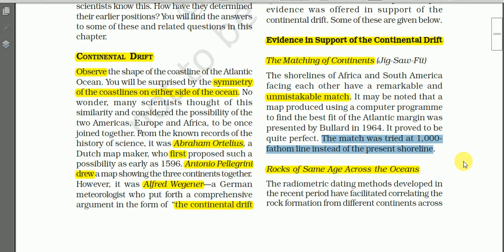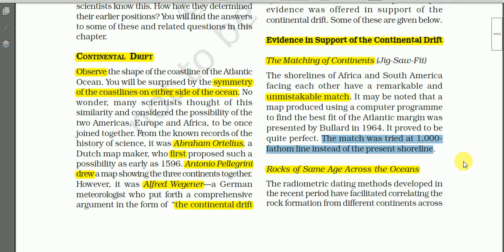A fathom is a unit of measurement of the depth of the oceans, and 1 fathom is equal to 1.8288 meters.